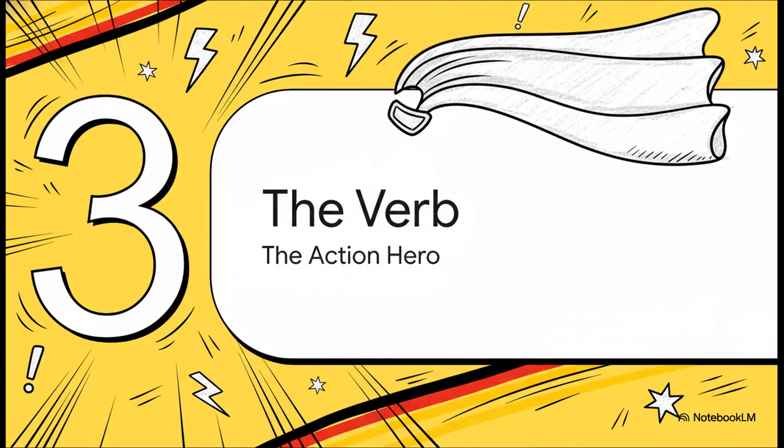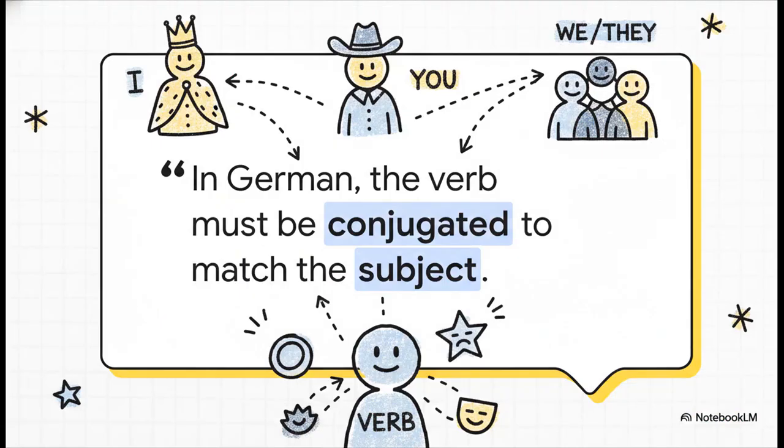All right, subject, check. Let's move on to its partner, our second, much more dynamic building block, the verb. I like to call this one the action hero of the sentence because it's always doing something. And here's where it gets interesting. The verb is a bit of a shapeshifter. It can't just show up in its basic form. Oh no, it has to change, or conjugate, to perfectly match whatever the subject is. It's kind of like it has to put on a different costume for every actor it works with.